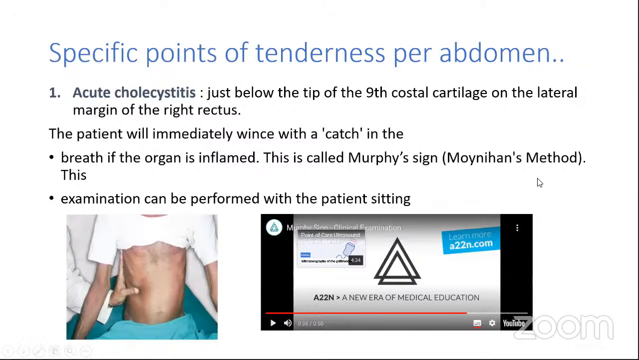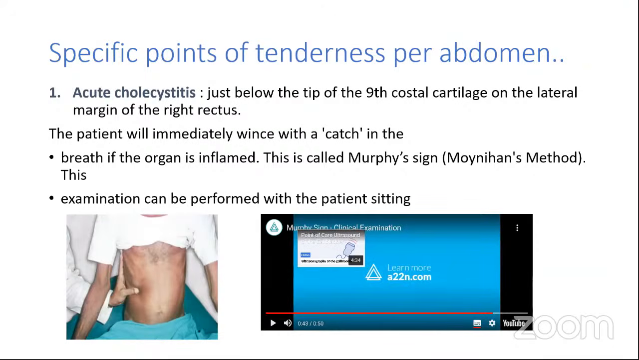What we usually do in our examination, in the sleeping position, is called Mohinian's maneuver. Ideally, Murphy's sign should be elicited in the sitting position. This is again a favorite question of examiners, so we should make it clear.